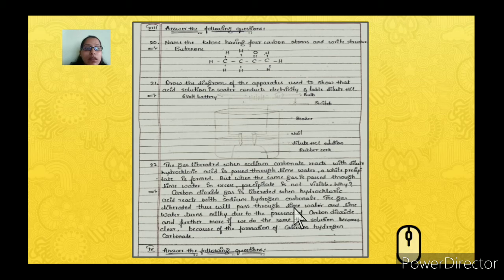The gas that is liberated will pass through lime water and the lime water will turn milky due to the presence of carbon dioxide. But further, if the same gas is passed in excess, the solution becomes clear, and you can see the formation of calcium hydrogen carbonate, and thus the precipitate is not at all visible.